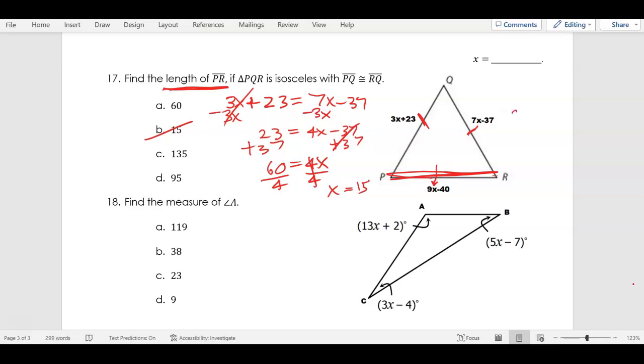So from P to R, right here, I need to plug in x right there. So I'll do that off to the side here. 9x minus 40 is 9 times 15 minus 40. 9 times 15 is 135, and then 135 minus 40 is 95. Cool.